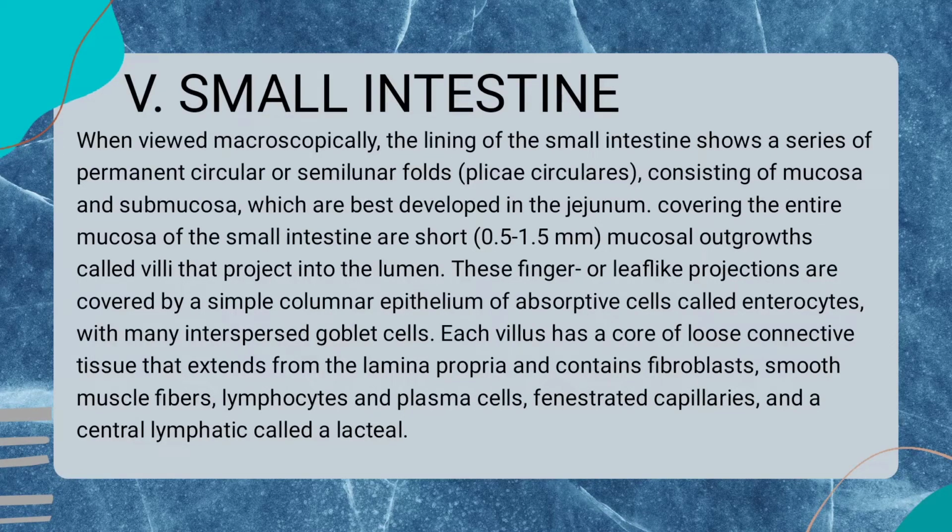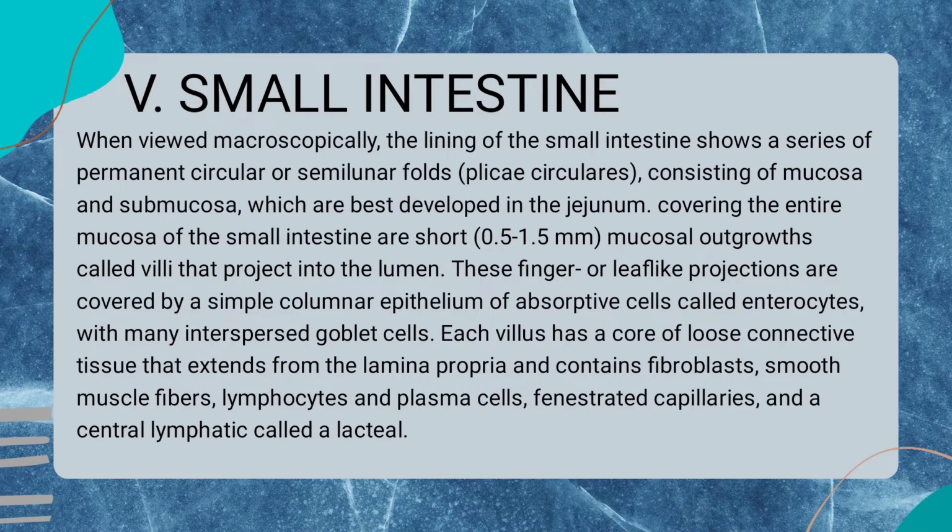Densely covering the entire mucosa of the small intestine are short, 0.5 to 1.5 mm mucosal outgrowths called villi that project into the lumen. Remember that the villi of the small intestine project into the intestinal cavity, greatly increasing the surface area for food absorption and adding digestive secretion.